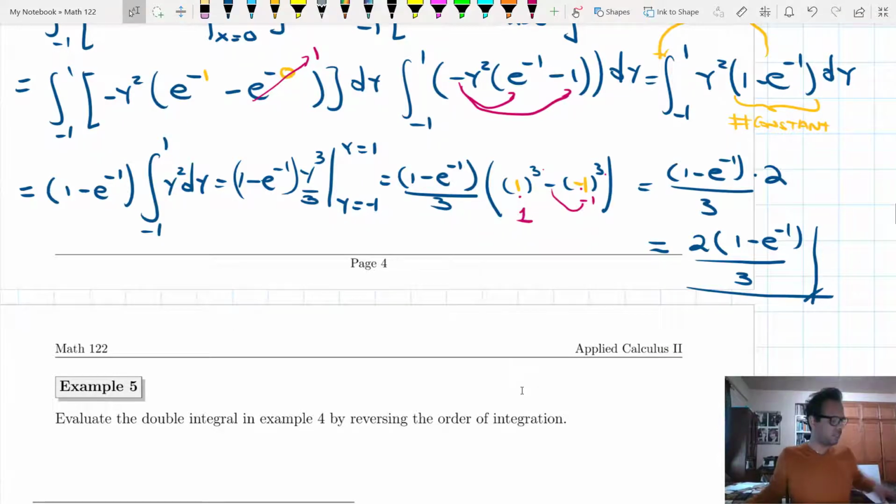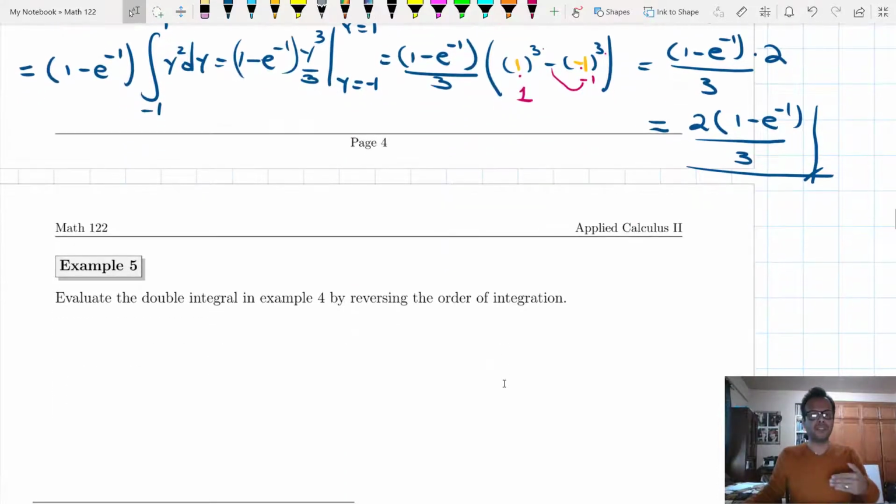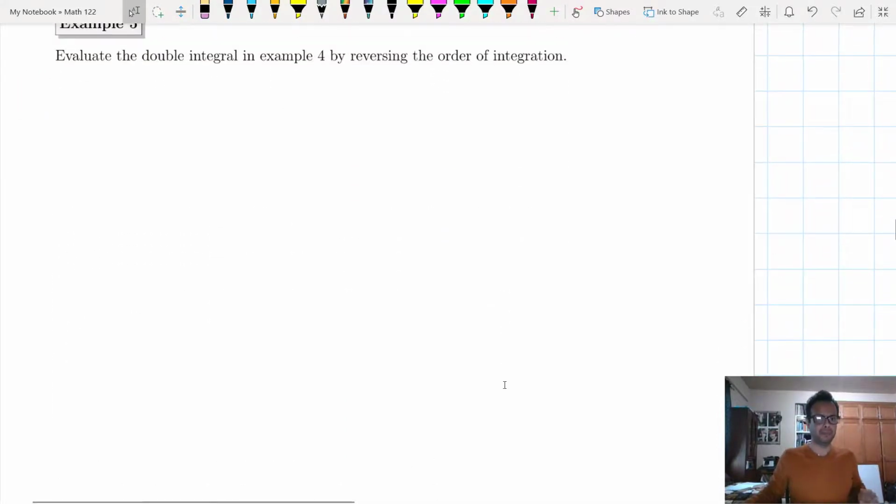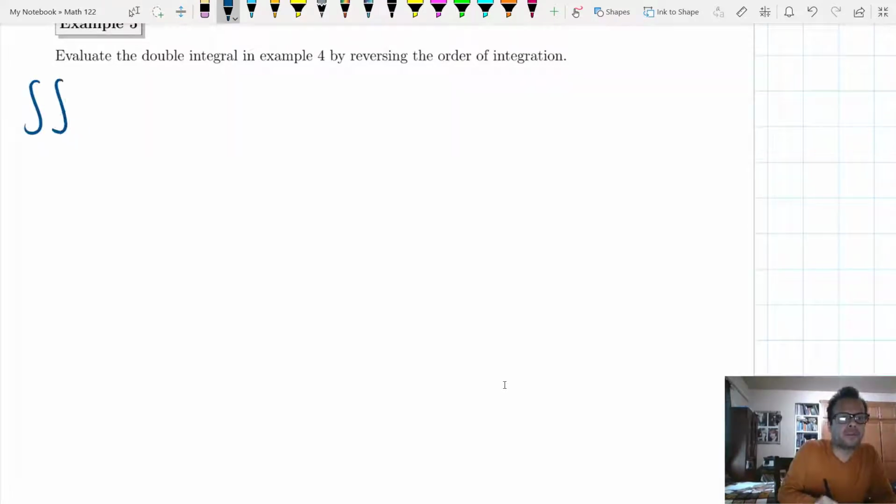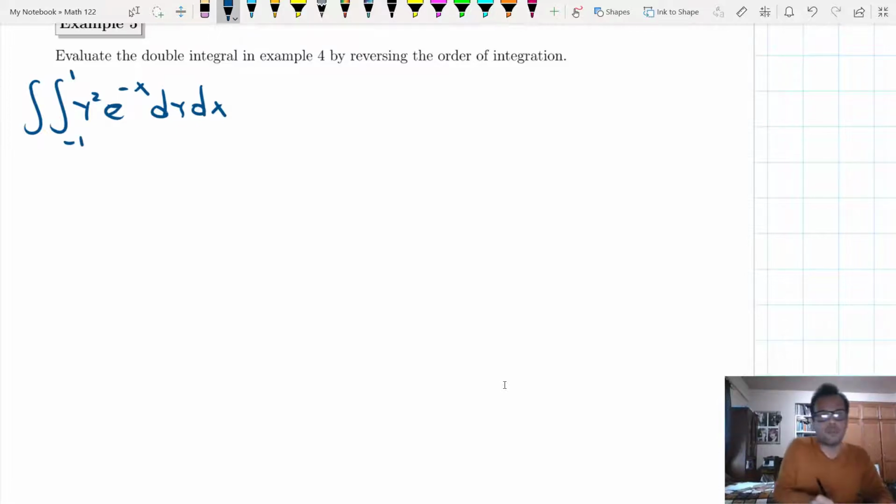And of course, we are going to evaluate this very same integral, but reversing the order of the integration, okay? Let's write it down again. So this is what we have, right? We're going to have the double integral of y squared e to the negative x, but in this case, we are going to integrate with respect to y, then with respect to x. So the limits would go from negative 1 to 1 first with respect to y, and then from 0 to 1 with respect to x. Okay?